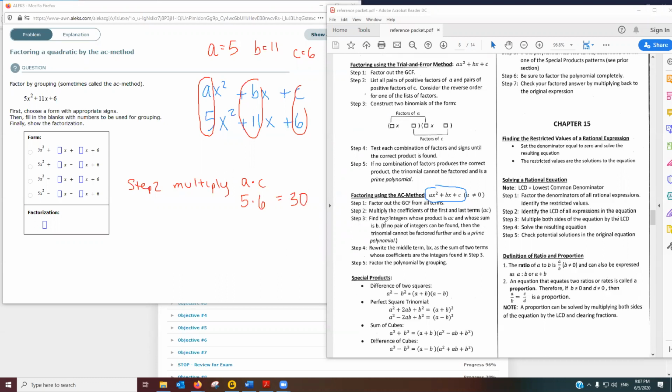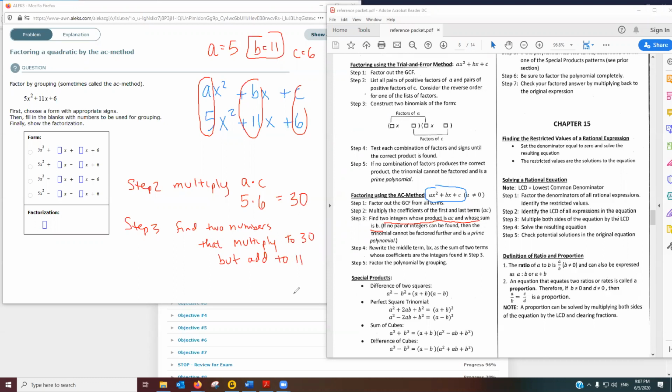All right, so it says find two integers, that means two whole numbers, whose product is a times c and whose sum is b. Notice our b number is 11. So what step 3 is asking me to do is find two numbers that multiply to 30, that's the AC part, but add to our B number, which is 11.